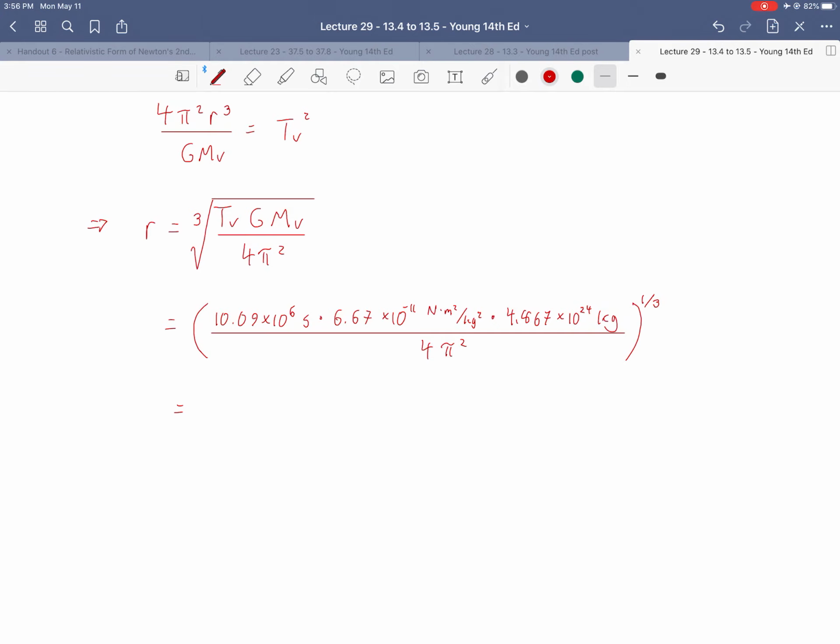So 10.09 times 10 to the 6, times 6.67 times 10 to the negative 11, times 4.867 times 10 to the 24, divided by 4 pi squared, all raised to the 1/3 power. Okay, so we get 4.36 times 10 to the 6.